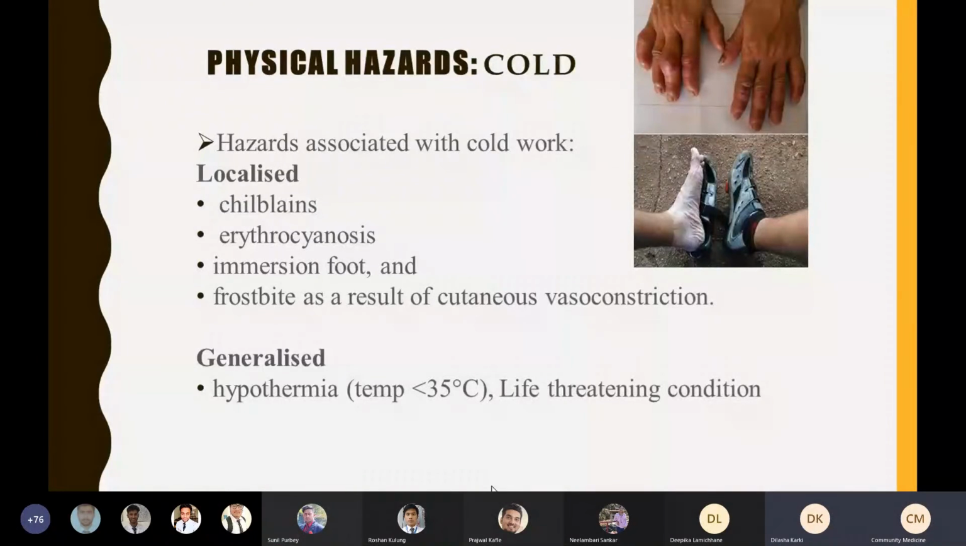Now, next is cold. There are some jobs where the workers need to work in a very cold environment. When they work in the cold, the common health issues they face are chilblains, erythrocyanosis, immersion foot, and frostbite. Do you know what chilblains is? Anyone?